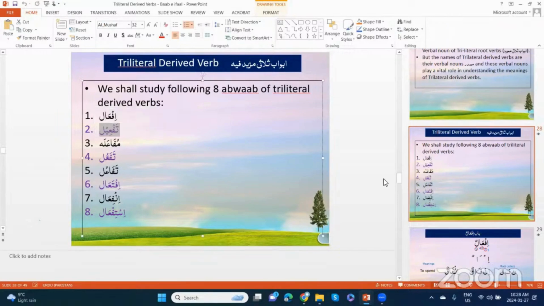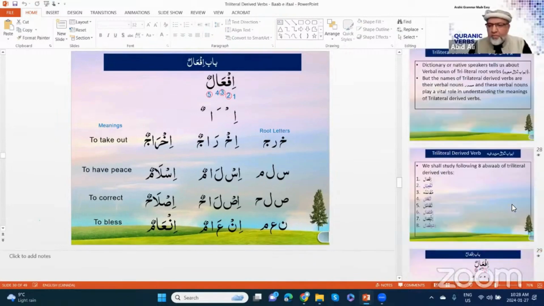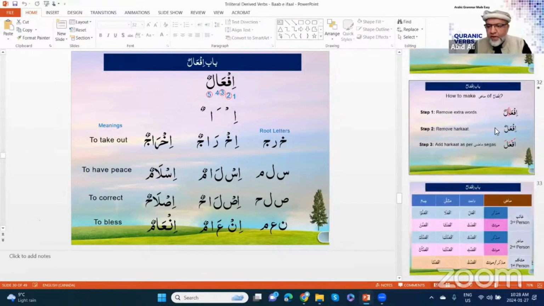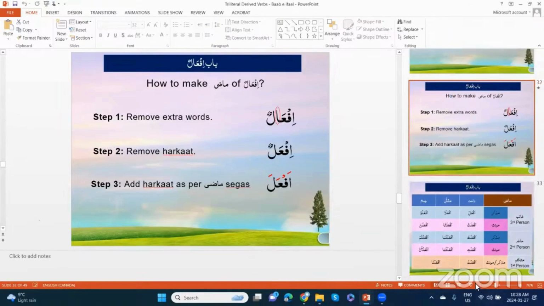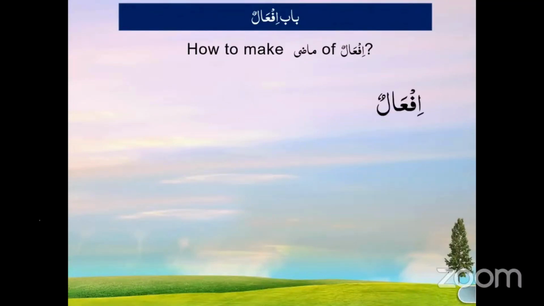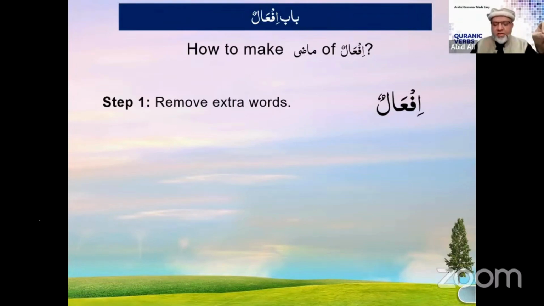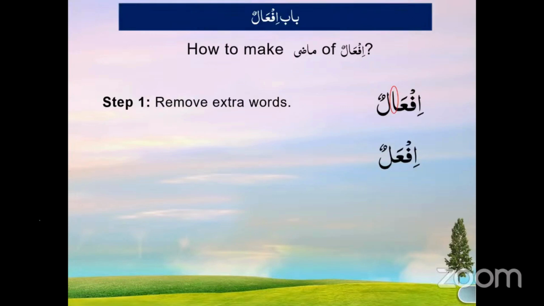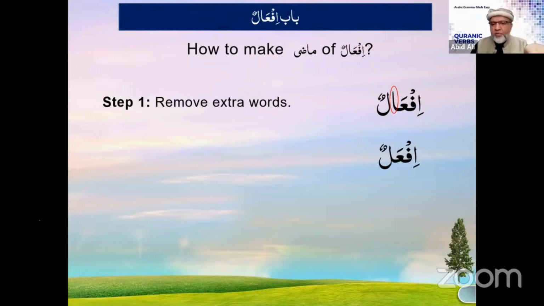And since I'm here, let me show you if I can also find this slide. So this one, we know that Bab is If'al. How do we make Mazi? So the people of grammar removed the extra letters. They only remove the alif here. So when they remove the alif, it will become If'alun. This is the steps they showed. So if you take this extra alif out, it will become If'alun.